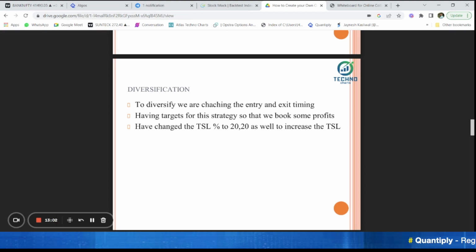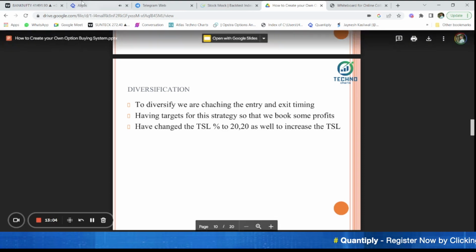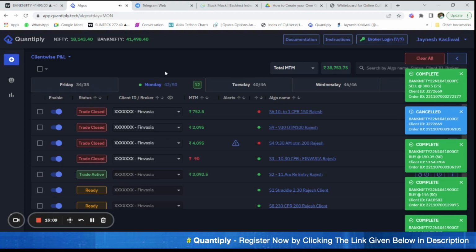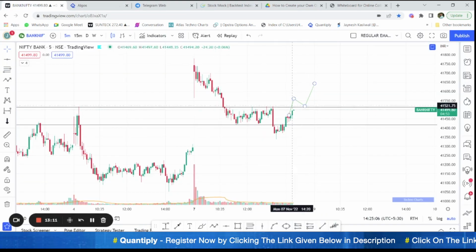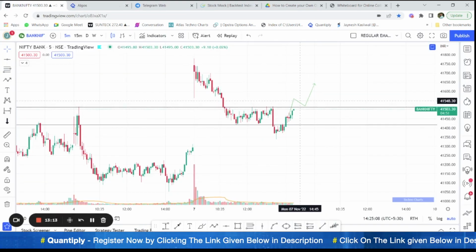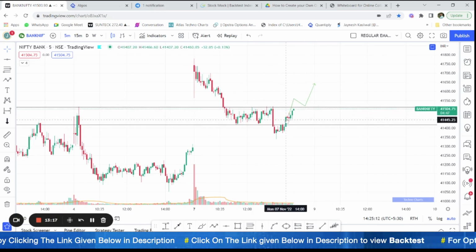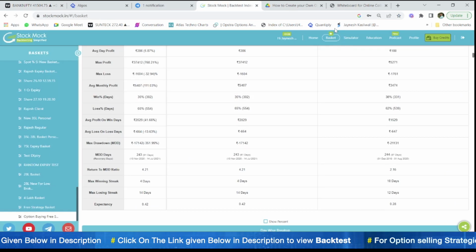Have changed the TSL percentage to 20/20, as well as increased the TSL. Now, as you can clearly see, my profits are reducing drastically due to the reversal that we see here. Now, if Bank Nifty breaks out above this area, then the profits are going to get reduced here, right?